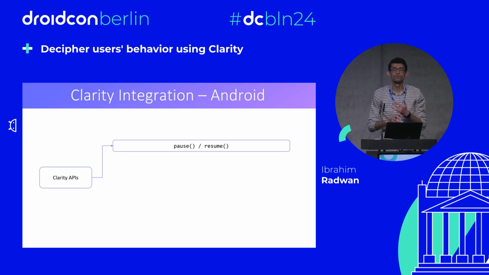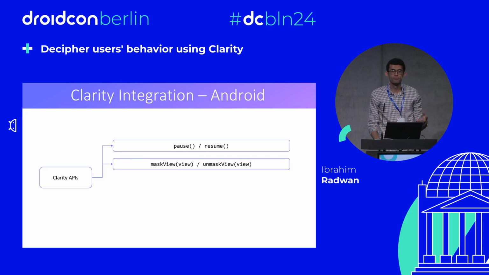You can pause and resume Clarity at any point in time. You can mask and unmask views. And if you remember the masking example that I have shown you earlier, all I did was give the banner that I would like to mask to the mask view function, and Clarity took care of everything after that.